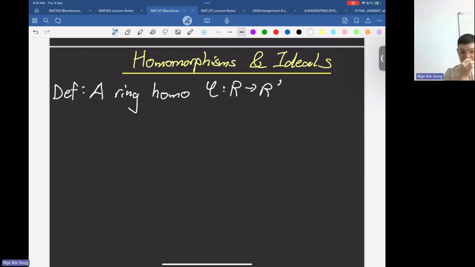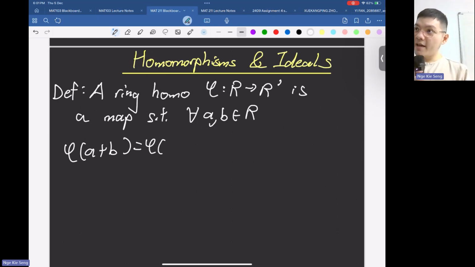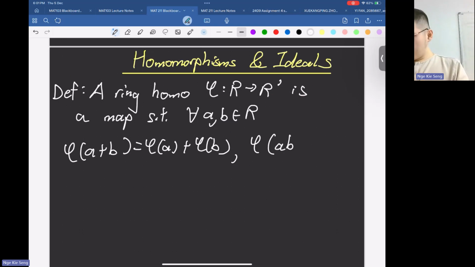So what does this map have to satisfy? It's a map such that for all A, B in R, phi of A plus B equals phi A plus phi B. So it's a group homomorphism first. And then it is also phi AB equals phi A times phi B. So it respects the multiplicative structure.